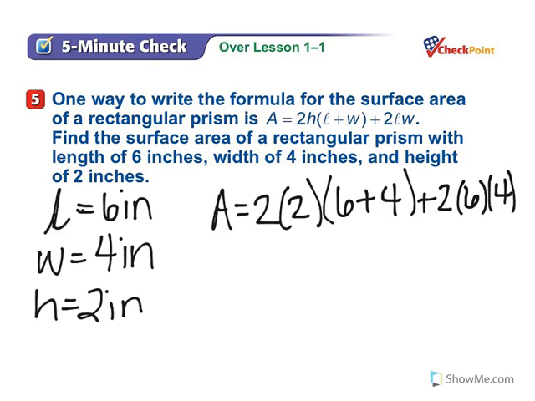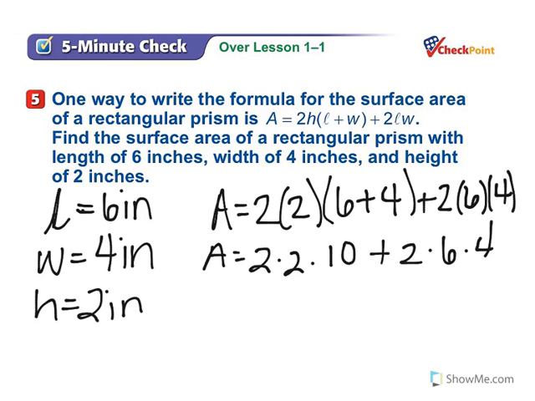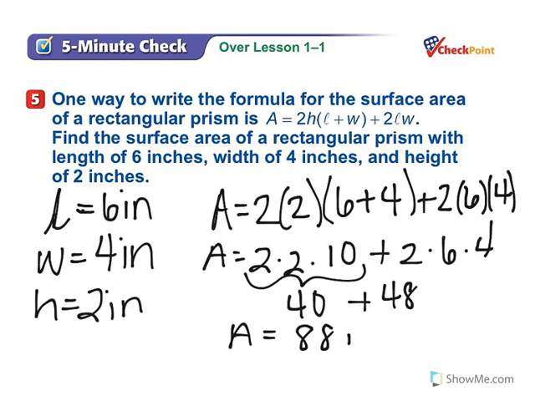Okay. First we do parentheses, 6 plus 4, which is 10, so we have 2 times 2 times 10, plus 2 times 6 times 4. We'll do the left side first. 2 times 2 is 4, times 10 is 40. 2 times 6 is 12, times 4 is 48. So the area is equal to 88 inches squared.